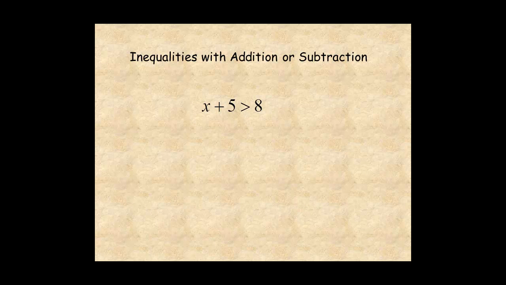Solving an inequality is very much the same as solving an equation. Use inverse operations which undo each other. For example, to solve an inequality that has addition, use subtraction. In this example, subtract 5 from both sides. On the left, 5 minus 5 is equal to 0, and you have x plus 0, which is just x. On the right, 8 minus 5 equals 3, and the solution is x greater than 3.